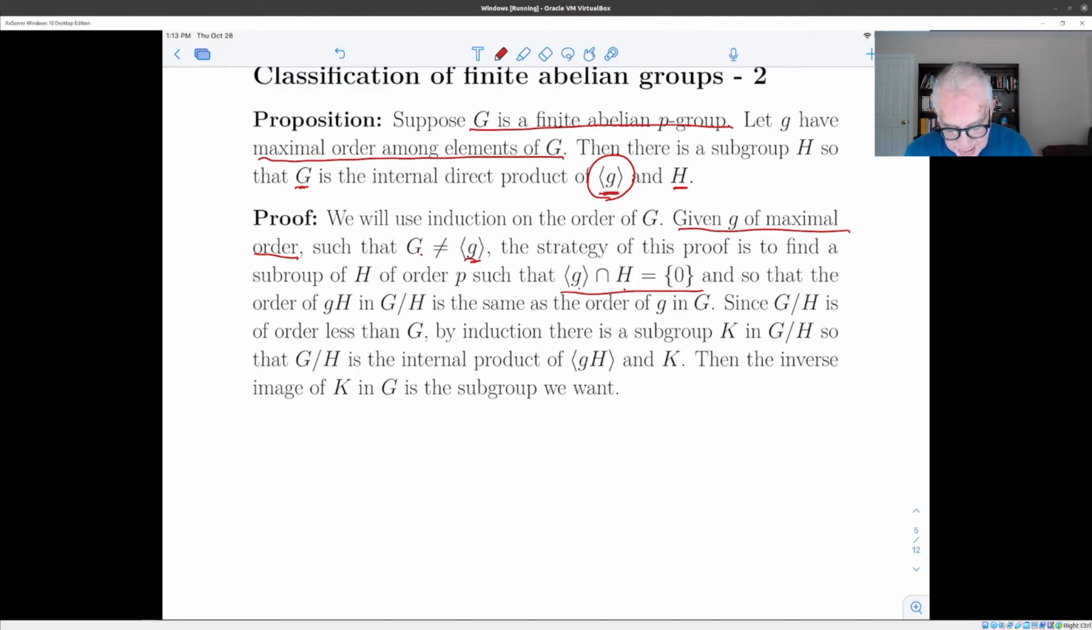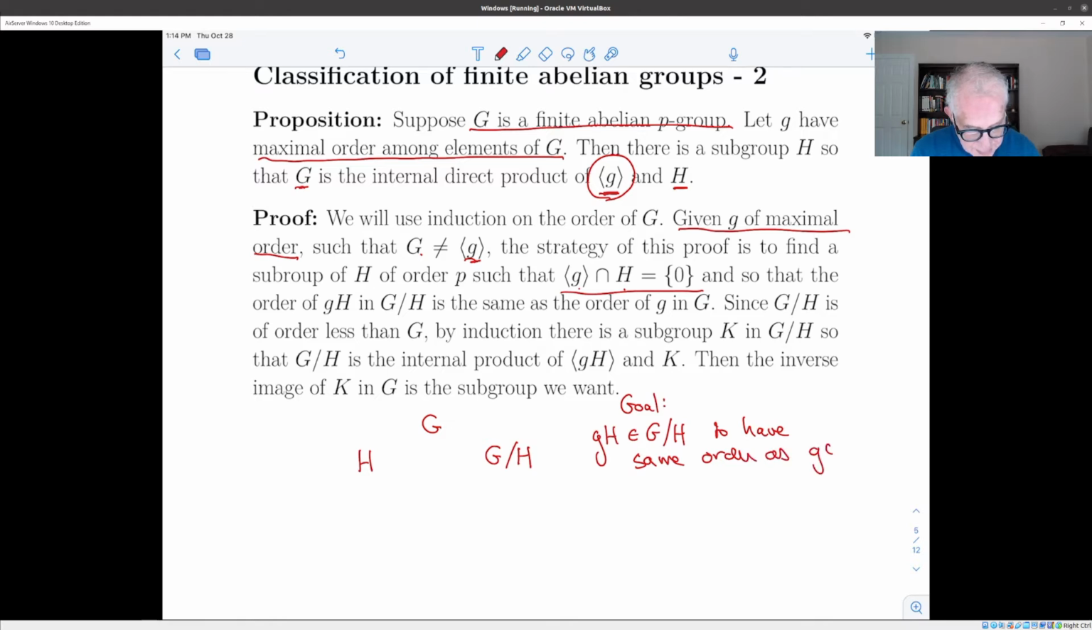And so now we're going to be able to look at G, and on the one hand, we're going to have this subgroup H, and on the other hand, we're going to have this quotient group G mod H. And our goal is for the coset gH in G mod H to have the same order as g in G. Now, what that tells us is that since G mod H is small, H is going to turn out to have order p.